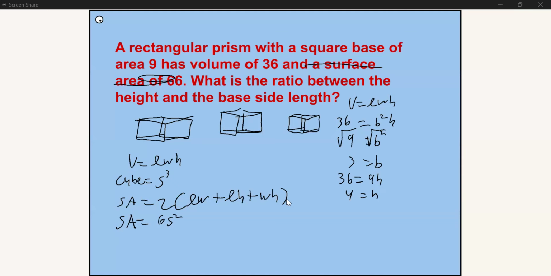And now that we have a height and base, it's asking for the ratio between the height and the base. So the first number is the numerator, the second number is the denominator. So it's going to be 4 to 3. You can't put colons in, so it's going to be 4 over 3, which is like 1.3 repeating. Okay, so that one's nice and straightforward. A little tricky with a surface area of 66, but we don't need to find that.